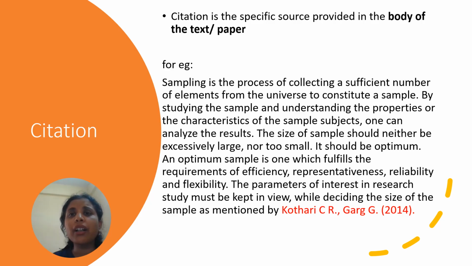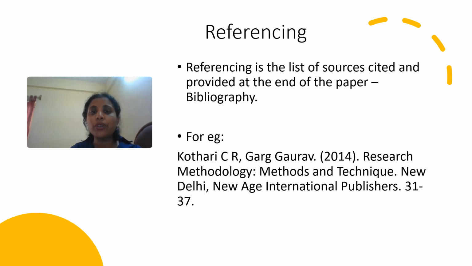So here's an example. How does a citation look like? I've written a paragraph that sampling is known like this. And at the bottom, just to tell you, I have written the name of the author in red color. Okay, so I have written Kothari CR, Garg G, 2014. This is called an in-text citation. And later on, the references should be given like this. Okay, so same thing you see, Kothari CR, Garg G, and 2014, Research Methodology.